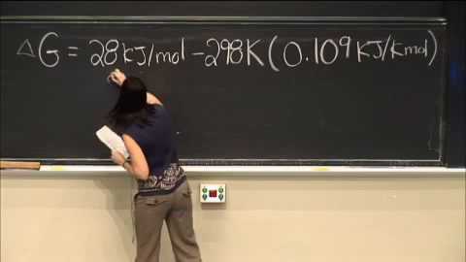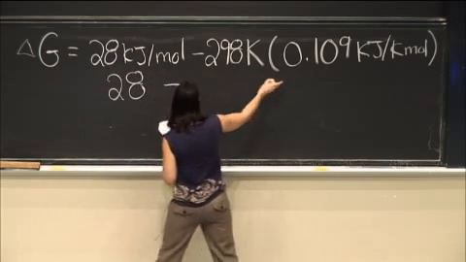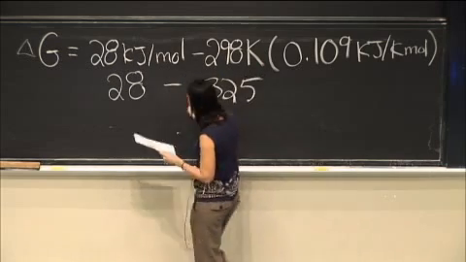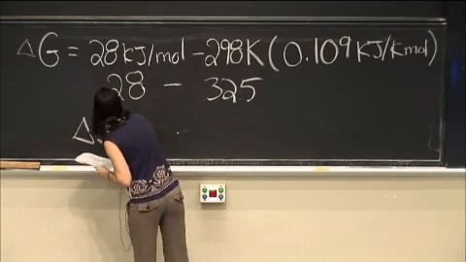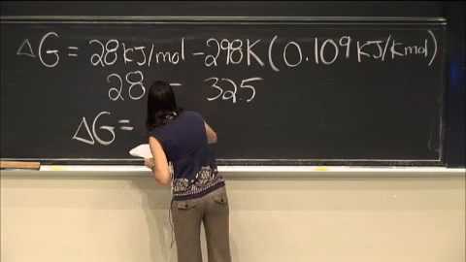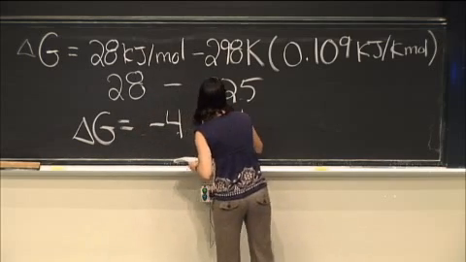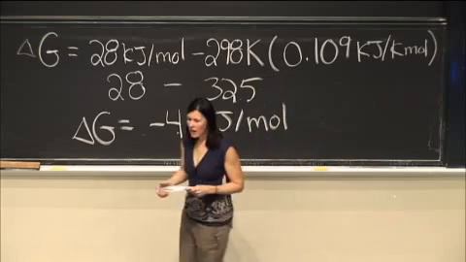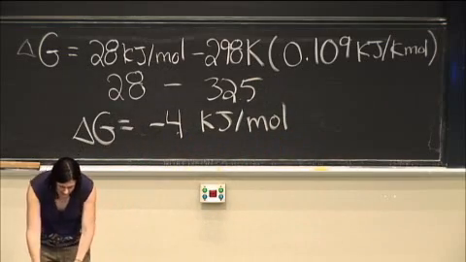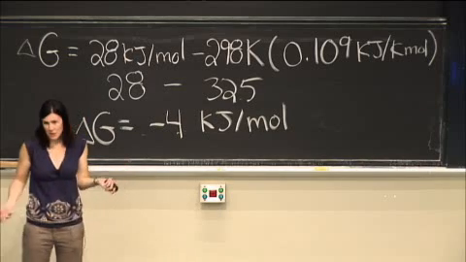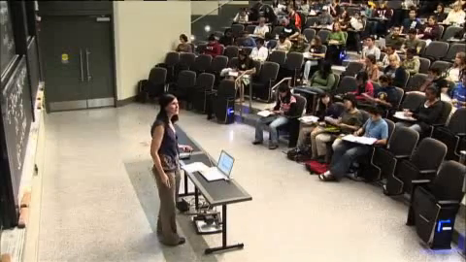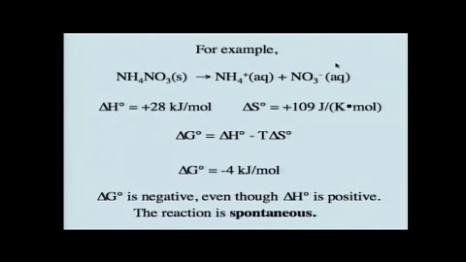So we can just rewrite this. We have 28 kilojoules per mole. Then this term here will be 32.5 kilojoules per mole. So what we end up with, our delta G for this reaction, is going to be negative 4 kilojoules per mole. All right, so talking about this as a negative delta G, would you say this is a spontaneous or a non-spontaneous reaction? Yeah, it's spontaneous. So what we're going to see is delta G is negative 4. So this reaction is spontaneous even though our enthalpy change was positive.